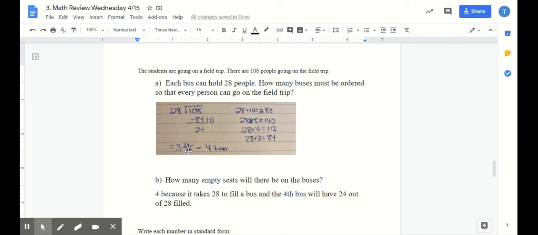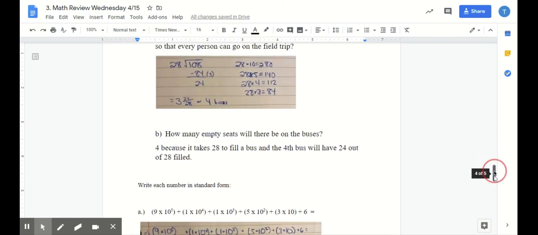So I know my fraction right now is three buses and 24 left over out of the 28 people that a bus can hold. So I know that I need four buses to account for everybody that should be on this field trip. Now, how many empty seats will be on that last bus? So I know that there are going to be four empty seats because it takes 28 to fill a bus, and the fourth bus will have 24 out of 28 filled. So, of course, the four seats left over is contributed to that.